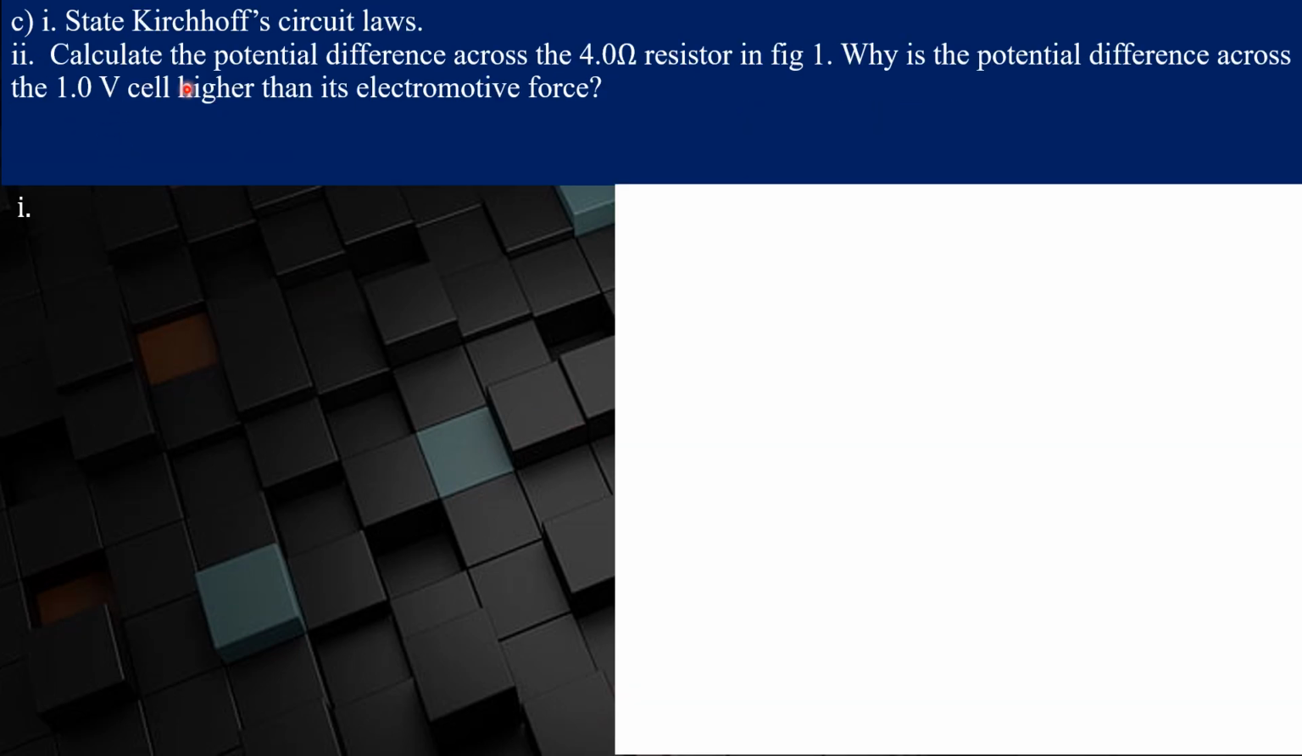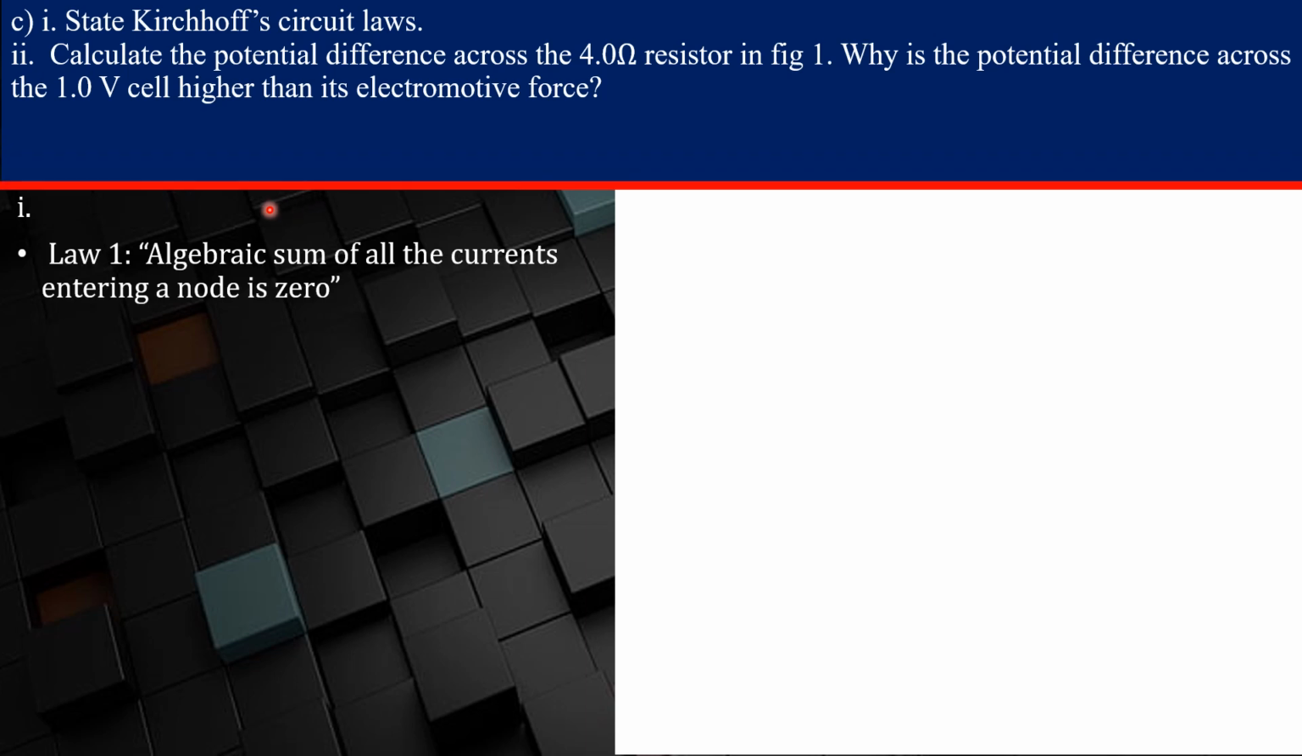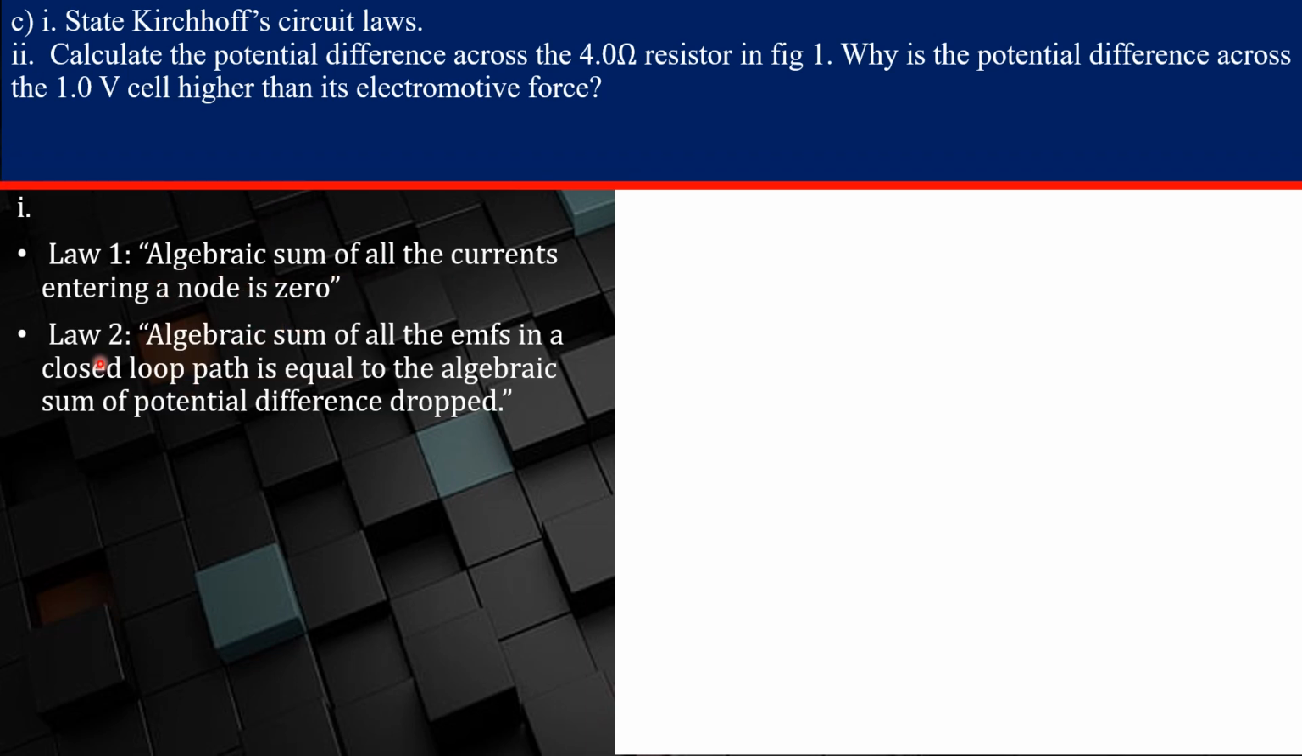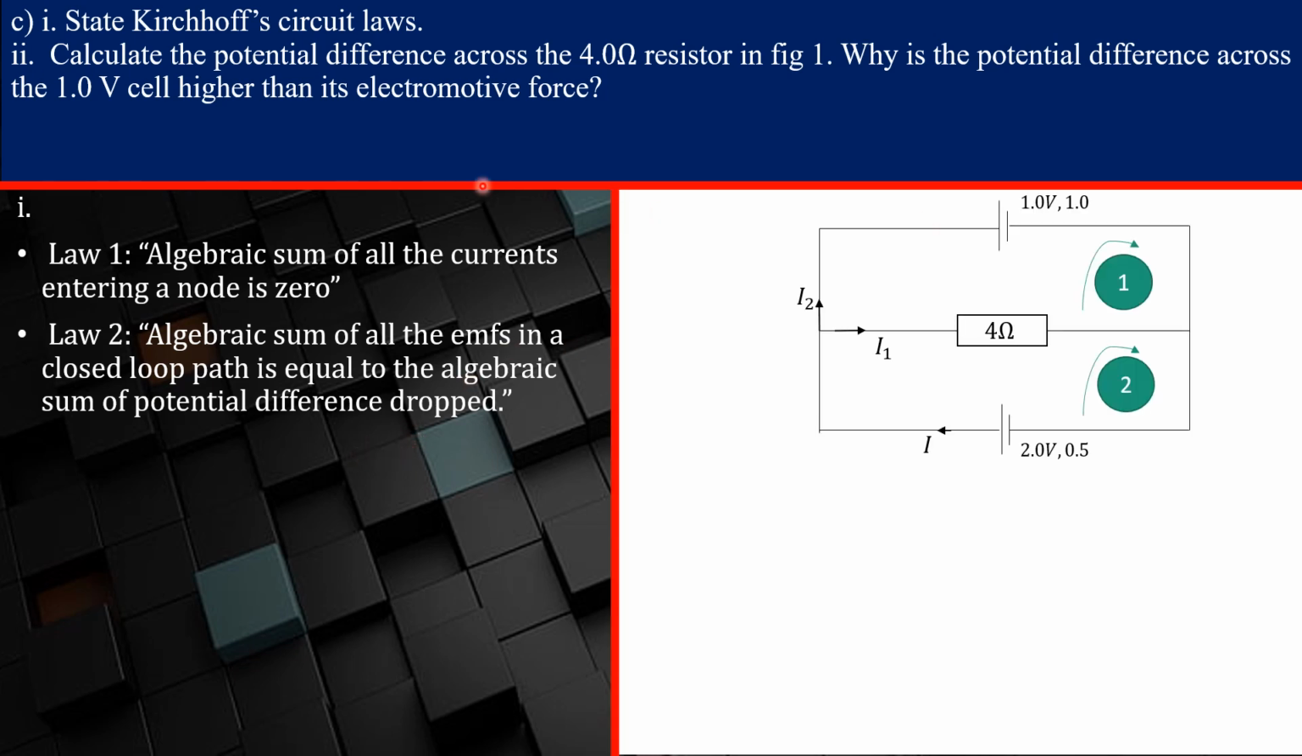The C part says state Kirchhoff's circuit laws. Well, that's easy. Law 1: the algebraic sum of all the currents entering a node is 0. Law 2: the algebraic sum of all the EMFs in a closed loop path is equal to the algebraic sum of all the potential differences dropped. Okay. Good. And so we can calculate the potential difference across the 4 ohm resistor in figure 1.